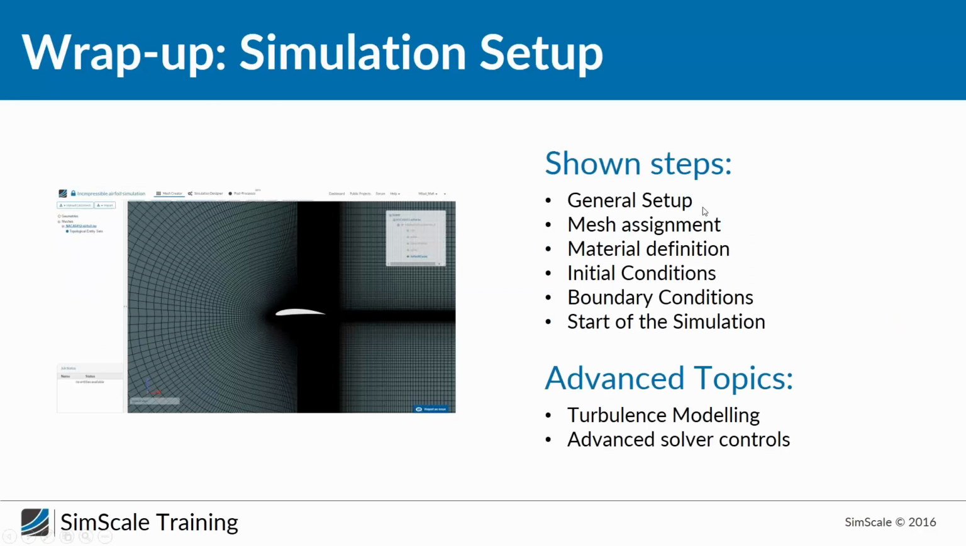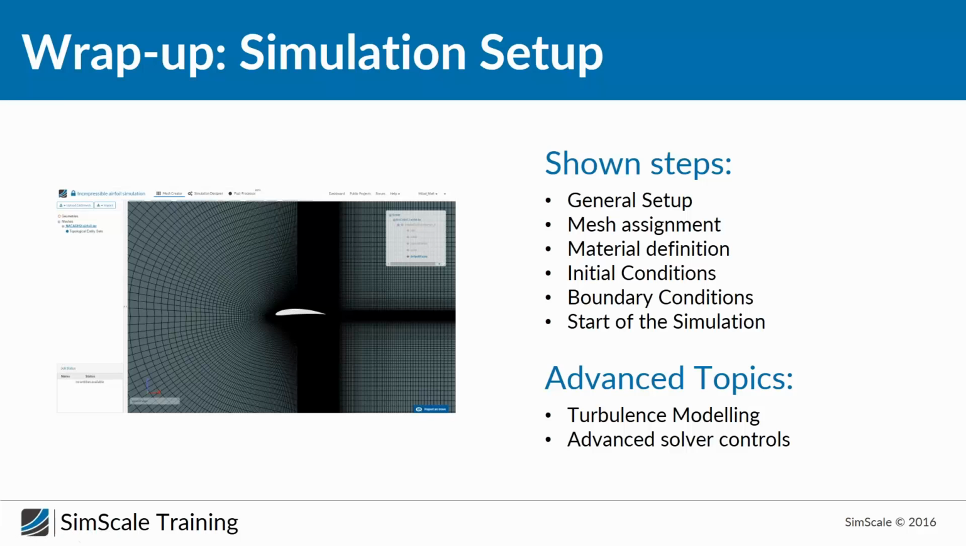Okay, I mean, let's take a look at what we did so far. We created a general setup for the simulation. Basically, most of the steps are the same. We assign a mesh, we define a material, define initial and boundary conditions, and really here it's important to define this, but only for the 2D simulations, this two-dimensional boundary condition.